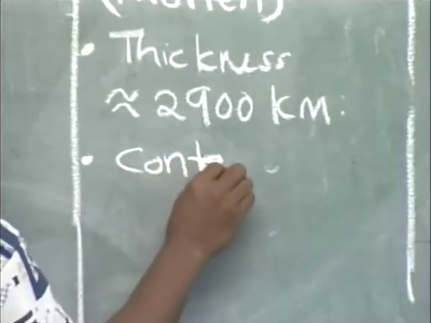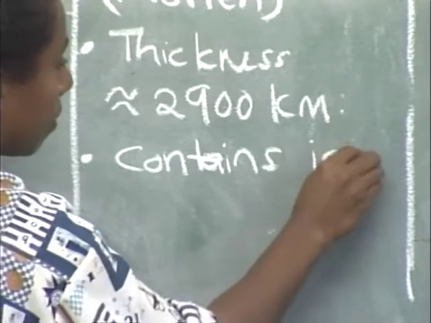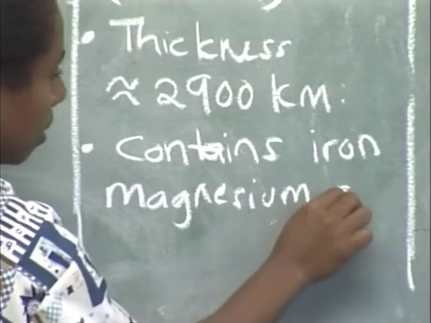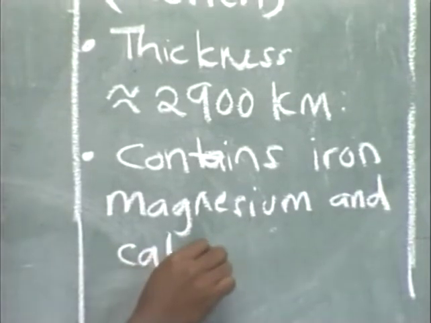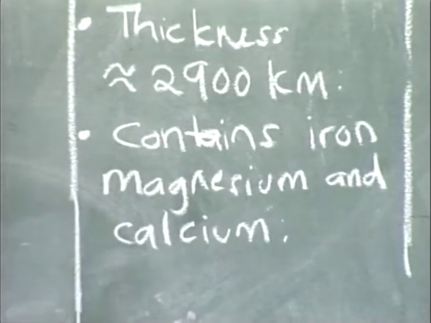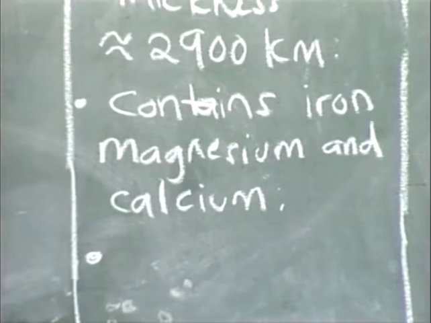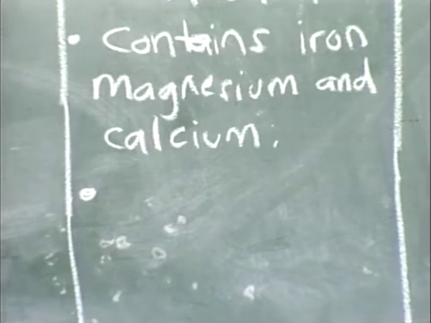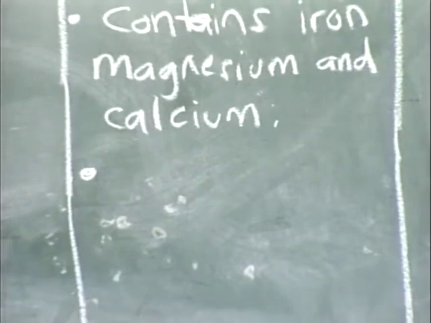The mantle contains iron, magnesium, and calcium elements. Okay. Contains iron, magnesium, and calcium, which are common elements found within this layer. Dorothy? Other characteristics? Hotter and more dense because of temperature and pressure.